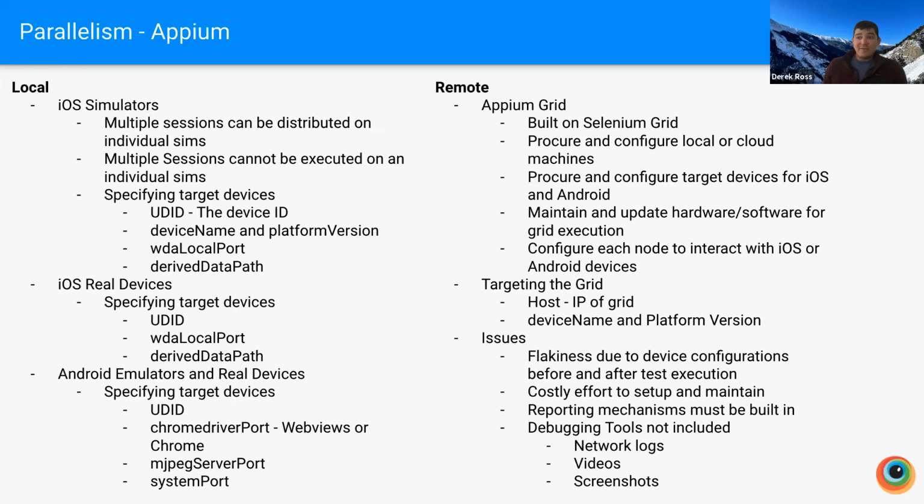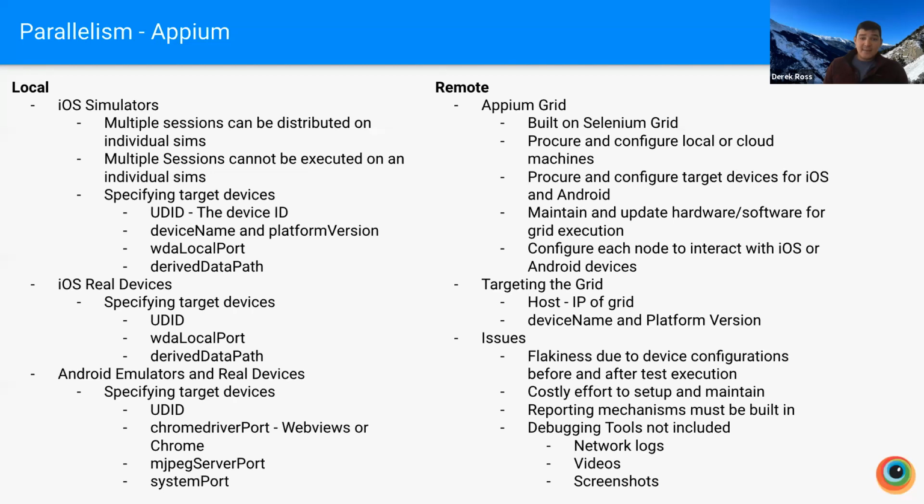With Android, you have emulators and real devices that you can use. You can connect those through Android Studio. You're going to specify your target devices with UDID again. If you have web views, you're going to let it know what Chromedriver port you have. And then you're going to have your MJPEG server port and system port. Those are going to similarly stop you from stepping on multiple devices and keep your data streams clear.